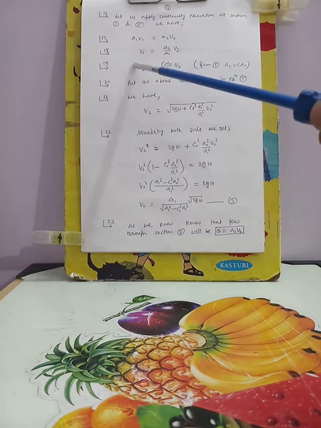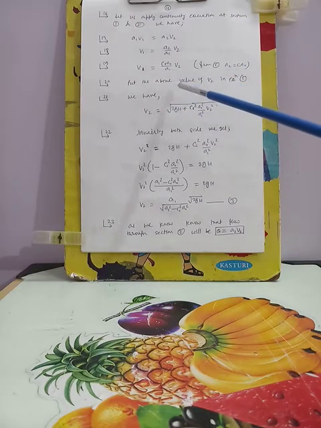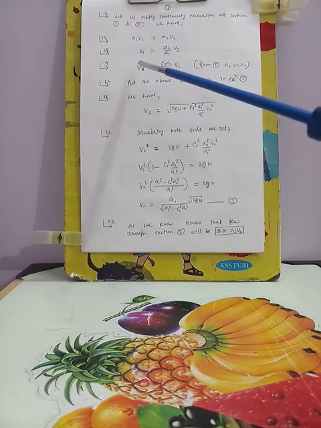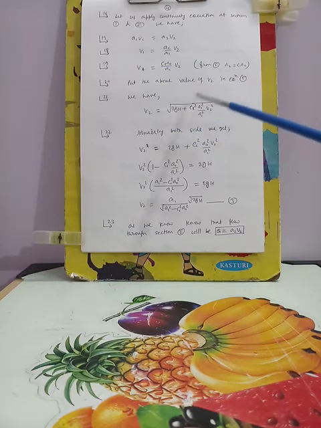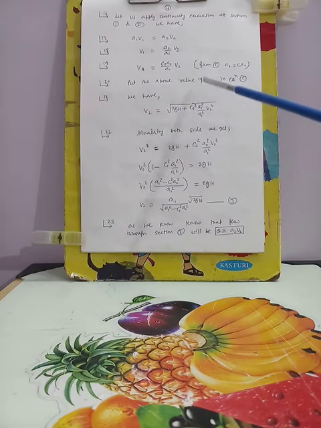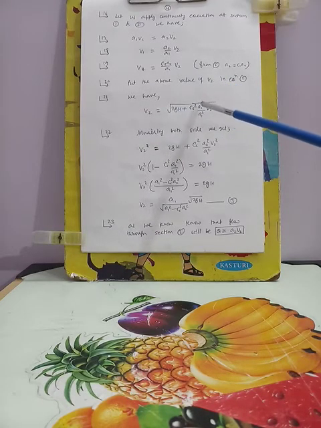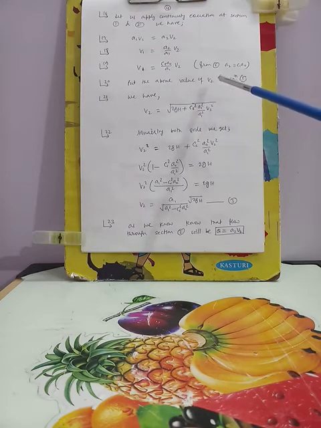Now the value of this V1 we will put in equation 1. That was on the last page. So in equation 1 we put the value of V1. We have V2 is equal to under root 2gh plus V1 square, means Cc square A0 square V2 square by A1 square.